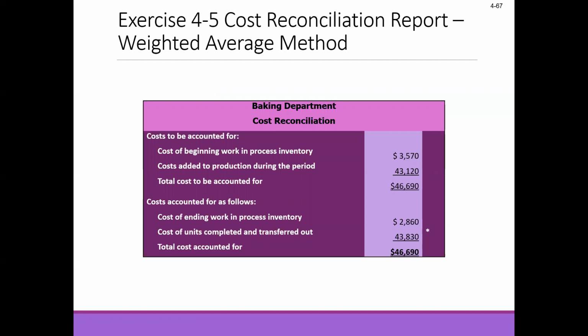So you can figure out the reconciliation by taking the beginning WIP, add what was added to production to show the costs that need to be accounted for. Well, they were accounted for by showing what was left in ending inventory and what was transferred out during the period.